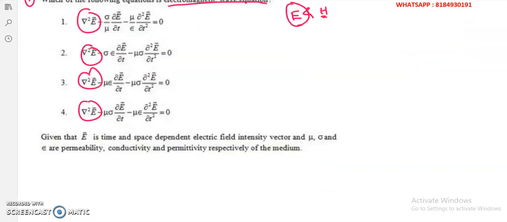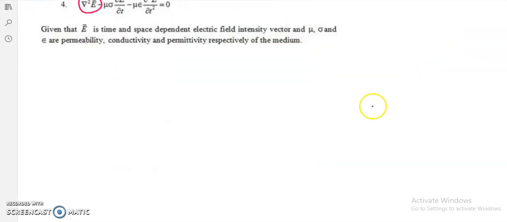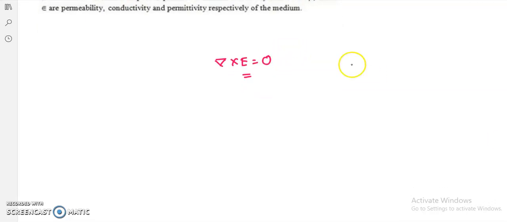So for this one there is one small derivation. And this derivation you have to start with Maxwell's second equation that we got from the electrostatic field. That is, we know that del cross E is equal to 0, and this expression holds good for the static electric and magnetic fields, but for the time varying fields, the curl of the electric field intensity can be given as minus dou B by dou T.